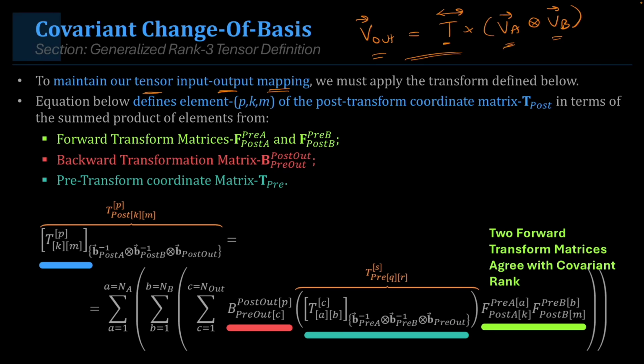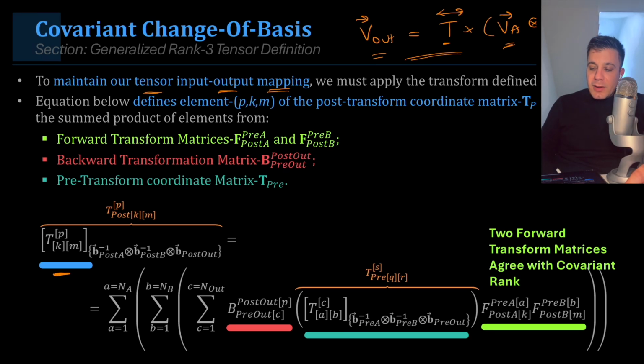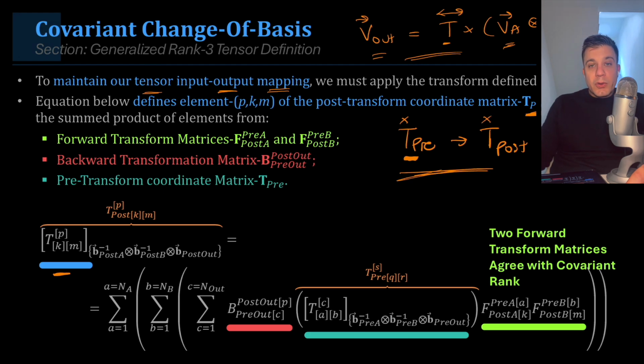So the equation below tells us how to transform one single element of our coordinate matrix, which we can call T post. T pre would be, looking at my naming, the coordinate matrix before the transform, and T post would be the coordinate matrix post transform. I was almost going to put an arrow here, but there should not be an arrow there. No arrow. Remember, only the coordinate matrices can transform. The tensor itself is invariant to change of basis.